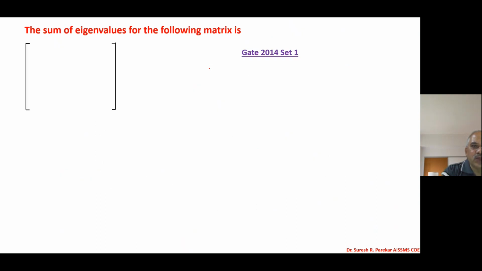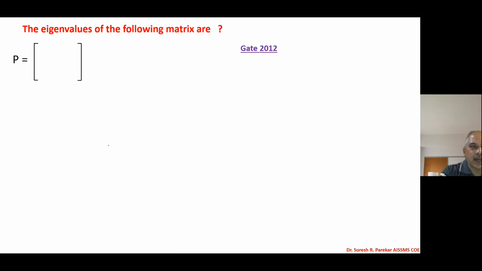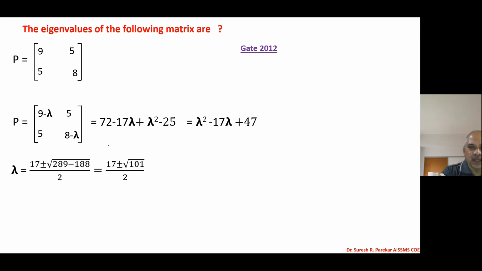Then sum of eigenvalues for the following matrices. So this was asked in 2014, and we know that is trace of the matrix, and trace means we have to just add the diagonals. So we have this value as 915. Then we have the eigenvalues of the following matrices. Now we will go a little bit fast because we are in the same fashion. So now here we are going to get lambda square minus 17 lambda plus 47 equal to 0.